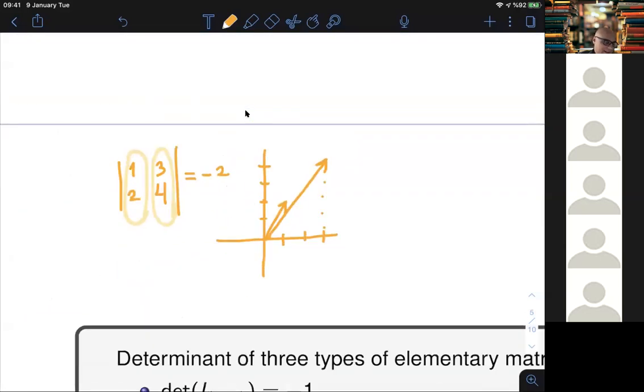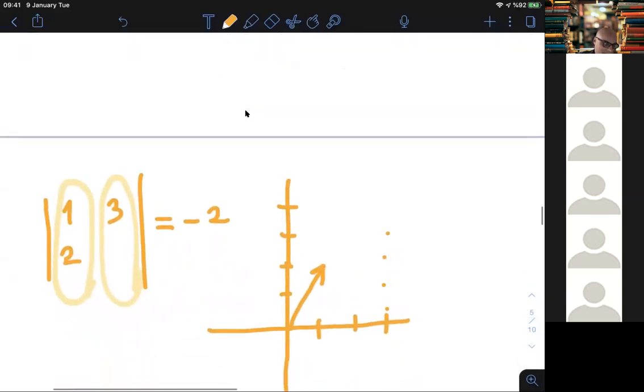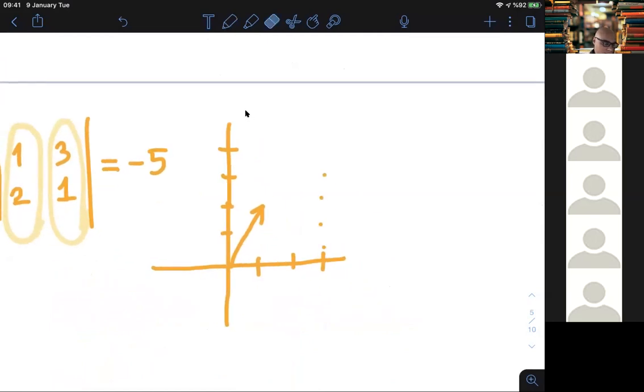Anyway, I didn't like this, so let's make this 3. Or even, let's make this 1. So what does it give me? It gives me -5, right? So that I can show you on the graph what it means. So 1, 2, and 3, 1. So it is this vector. Okay, so what this determinant gives me is basically the area of this parallelogram. So the main geometric idea is this.